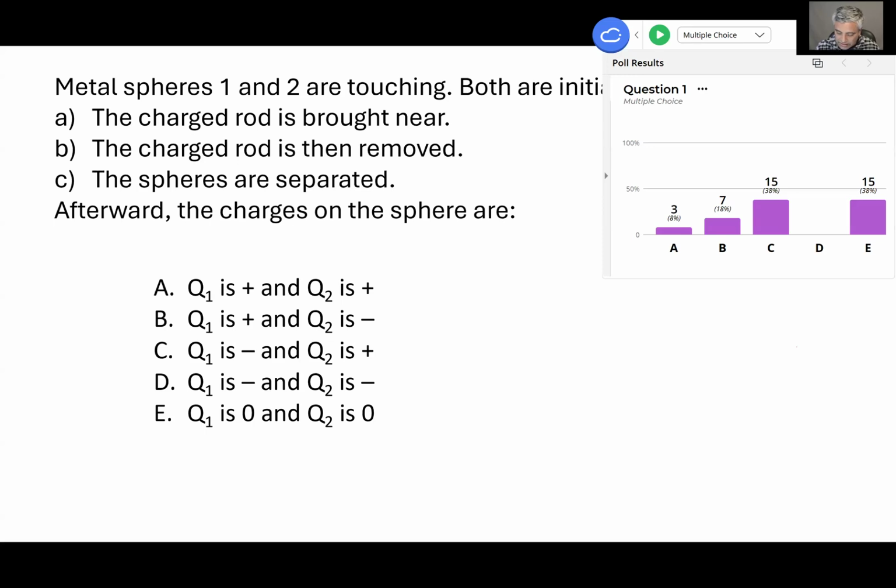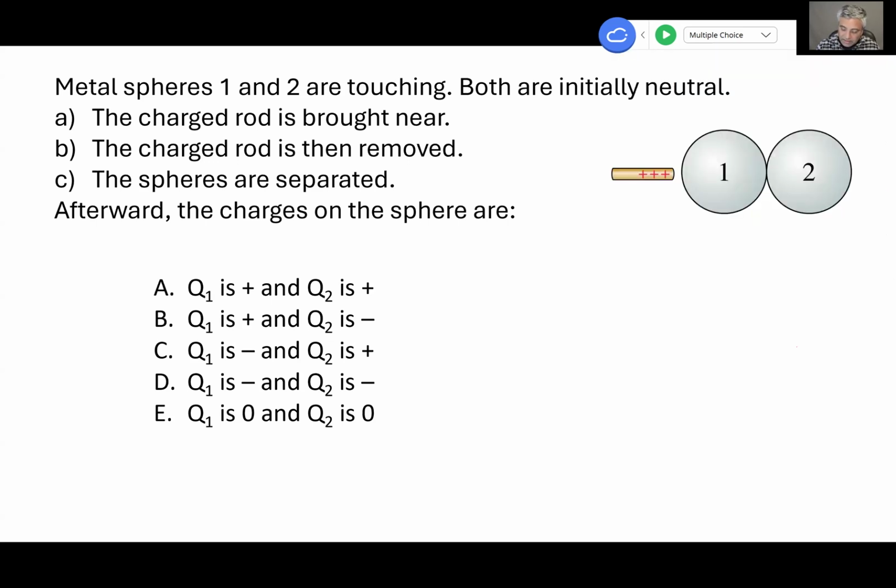So looks like C and E competing, positive, negative versus 0. So when it is near there, what happens? Just like we saw, they're going to be this and they're going to be this, right? When it is there. So what we are doing is very important. The charge rod is brought near. So when it is near, it is like this. Now, then the charge rod is then removed.